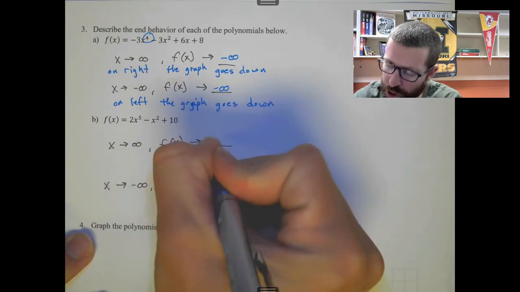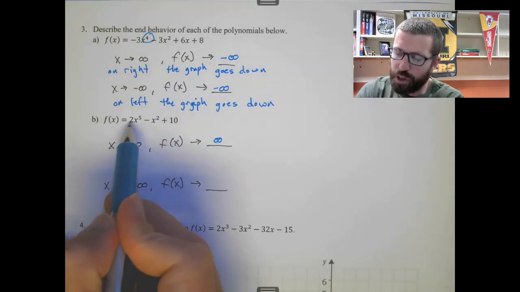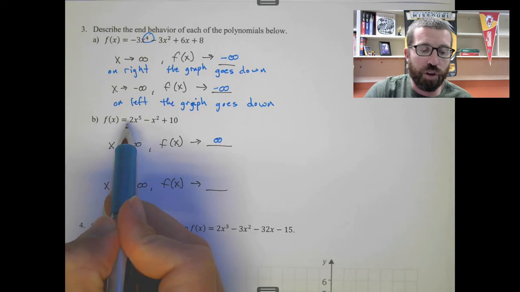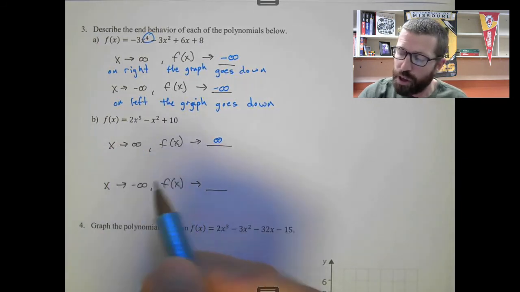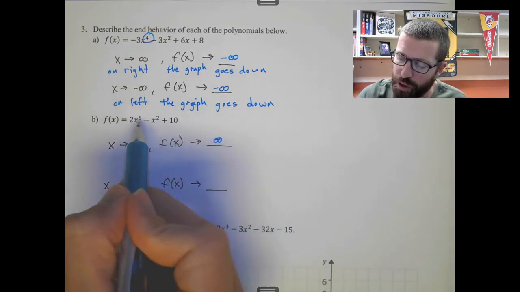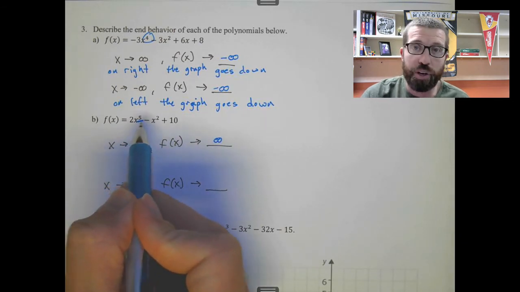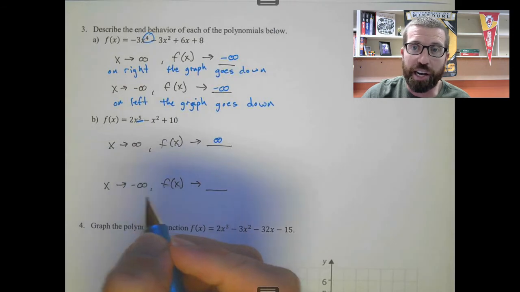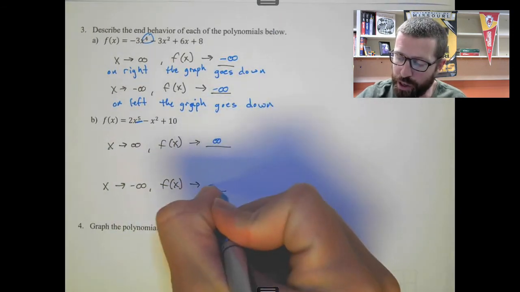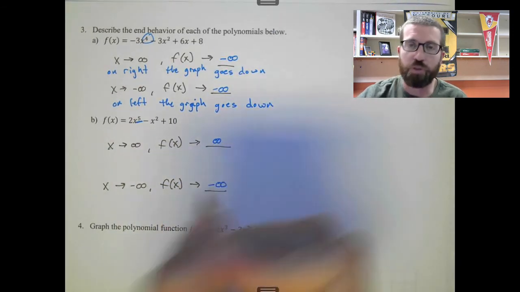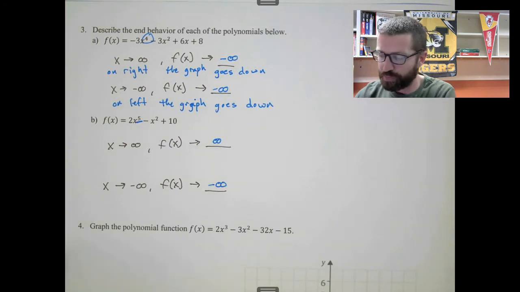So on the right, the graph's going to go up because the leading coefficient, the number in front, is positive. And on the left, the graph is going to do the opposite because the degree is odd, or the biggest exponent is odd. So it went up on the right. Odd means opposite. It must go down on the left.